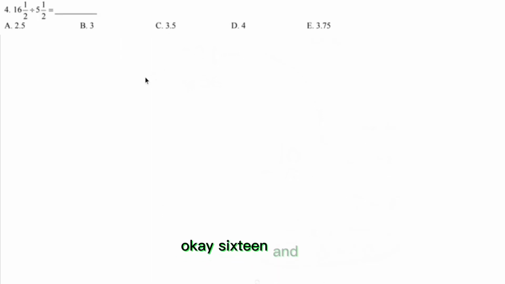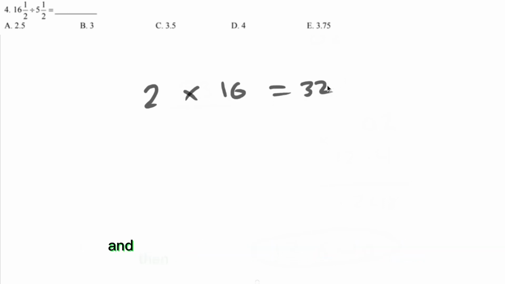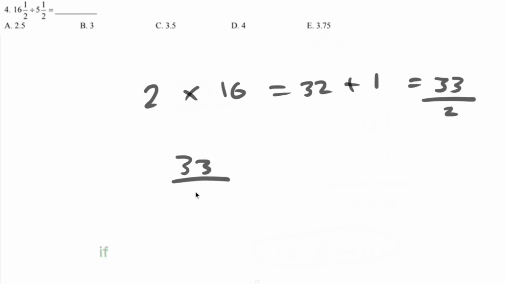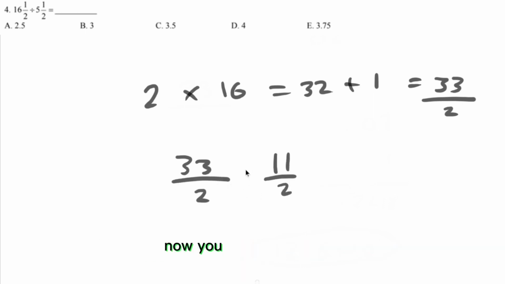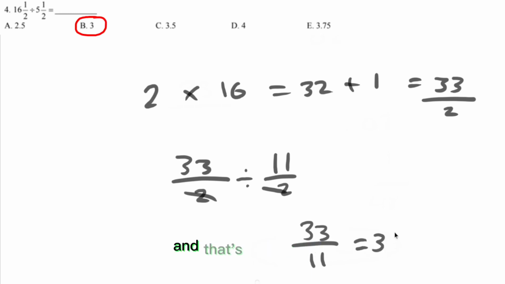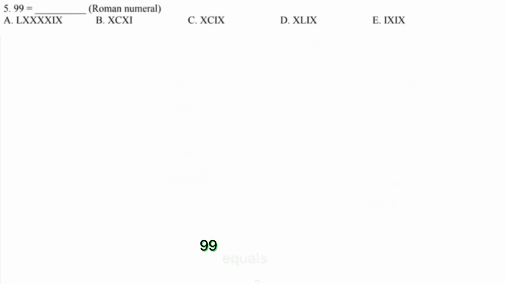Okay, 16.5 divided by 5.5. So all we have to do is convert this into improper fractions. We do this by multiplying the denominator times the whole number, and that gets you 32 for the first one. And then you're going to add the numerator. So we get 33, and then we just add back the denominator. So 33 over 2. And if you use the same process for 5.5, you get 11 over 2. Now you just divide these. Since the 2 and 2 cancel out, it's just 33 divided by 11, and that gets you 3, and that's your answer.